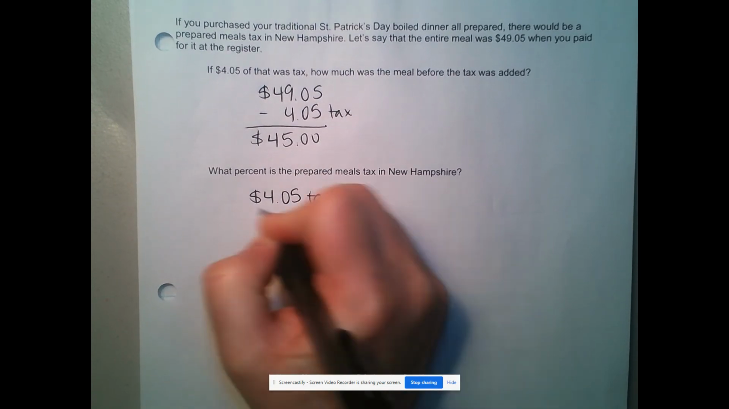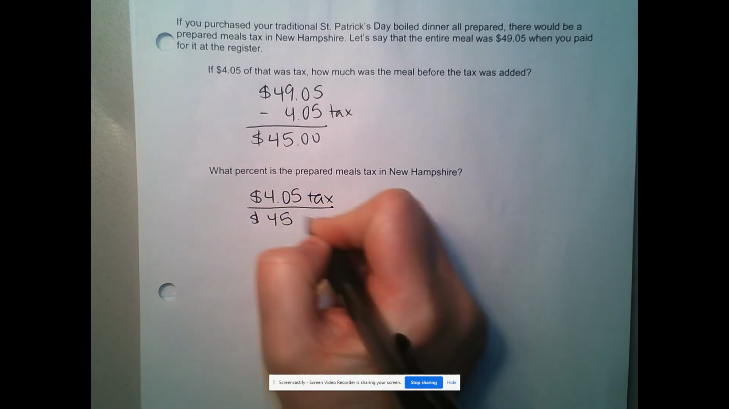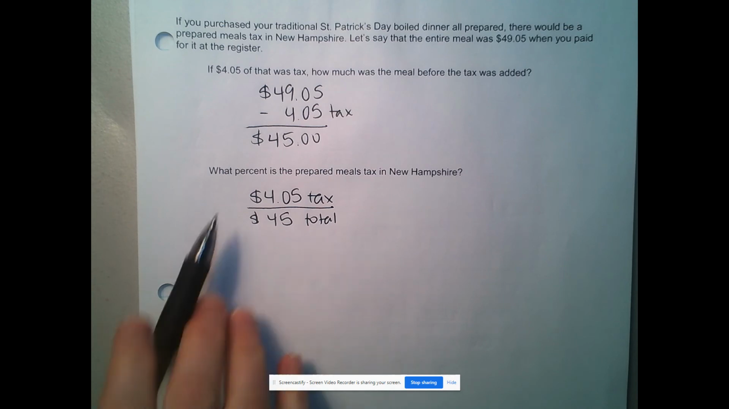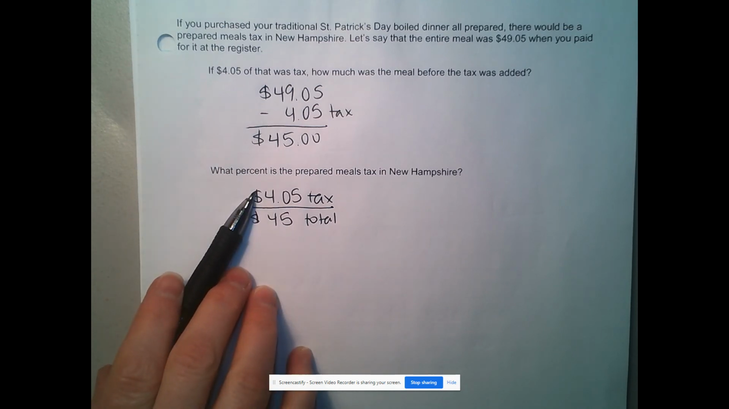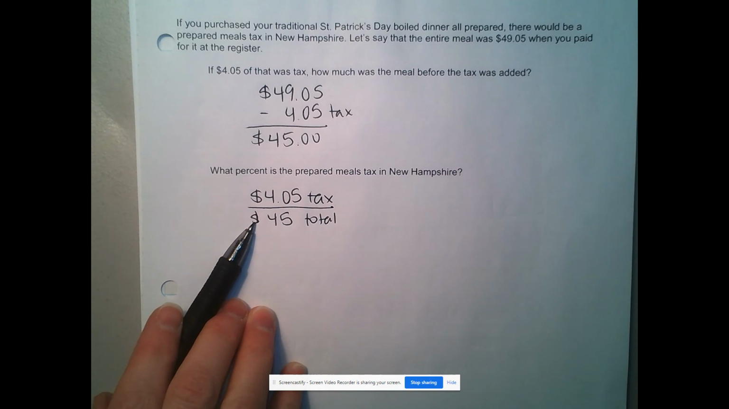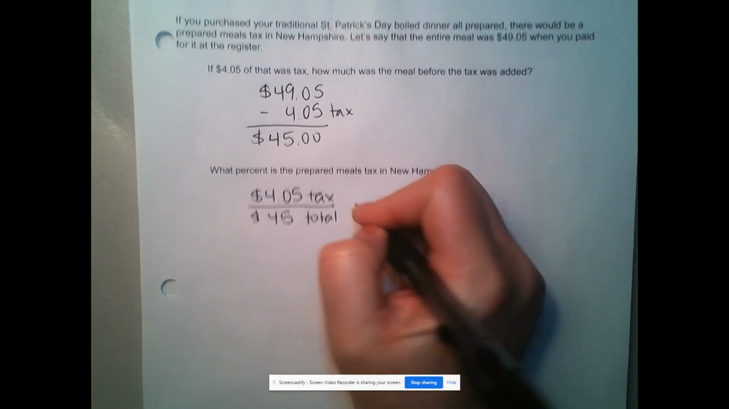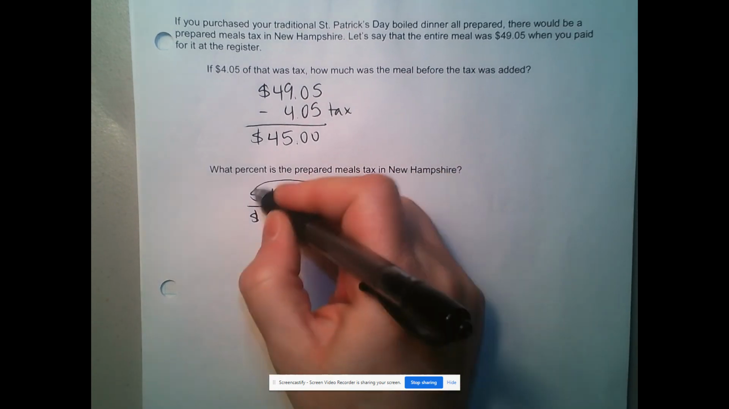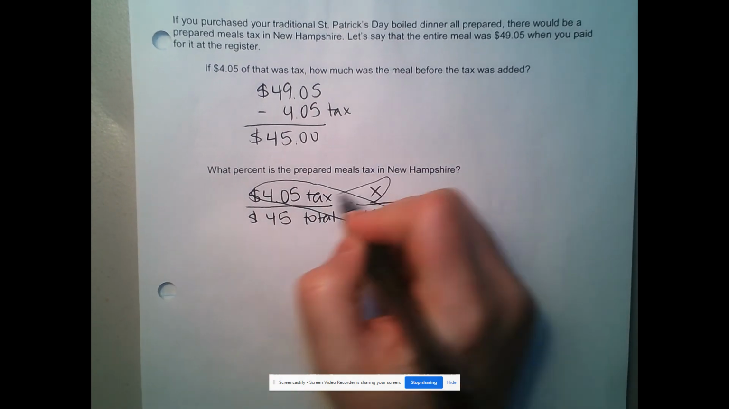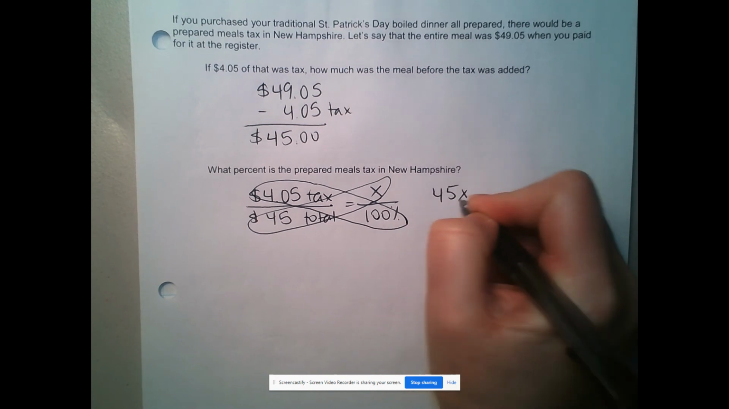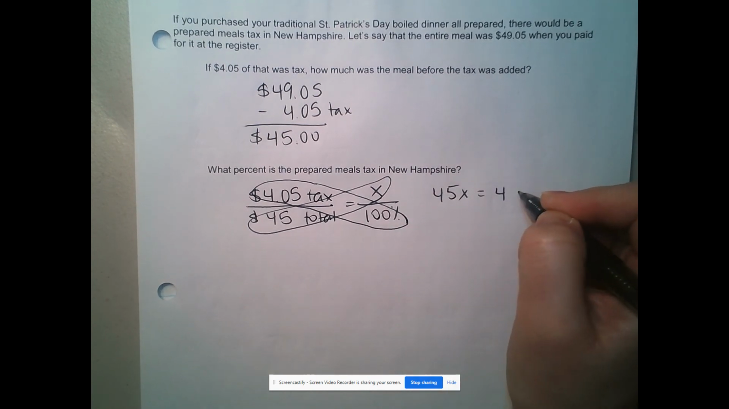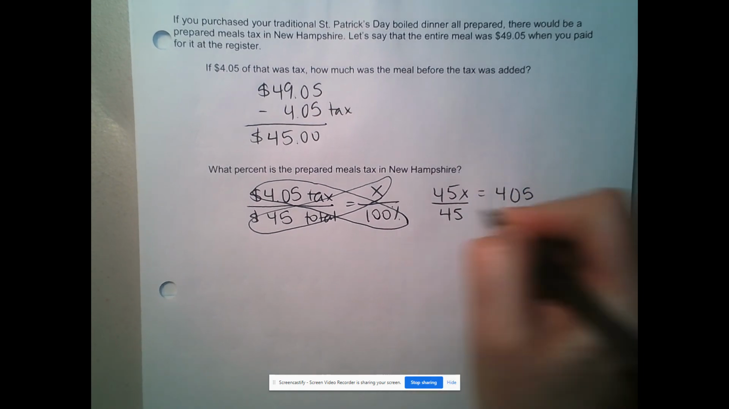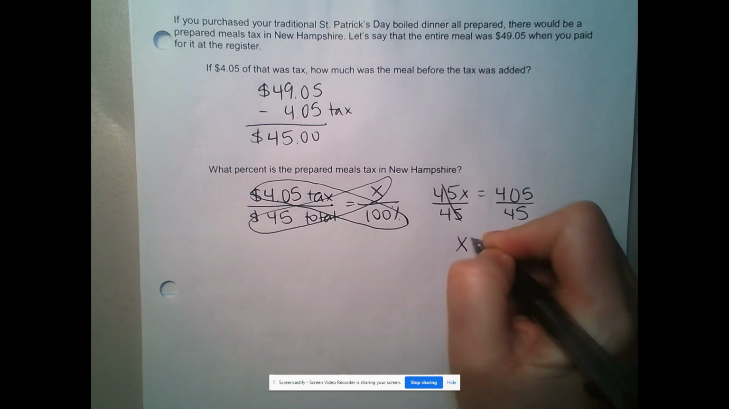So there was a $4.05 tax on a $45 total bill. Can you hear how that's a part out of a whole? $4.05 was part of the bill. Out of $45 was the whole bill. And if we want to find the percent, we set up that exact same proportion. So 4.05 times 100 and 45 times X. And 4.05 times 100, if I just move my decimal point 2 places, I get 405. Divide both sides by 45, and you get X equals 9.